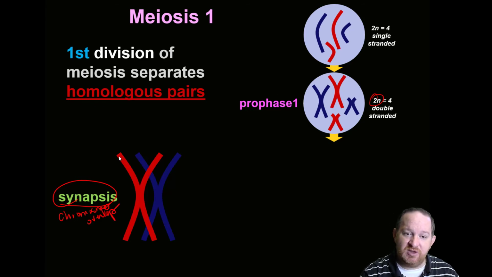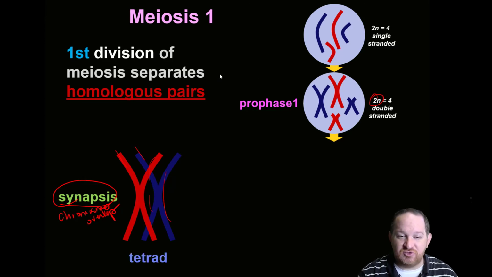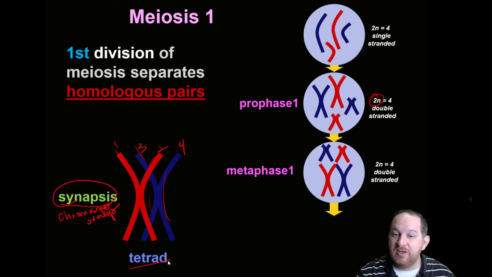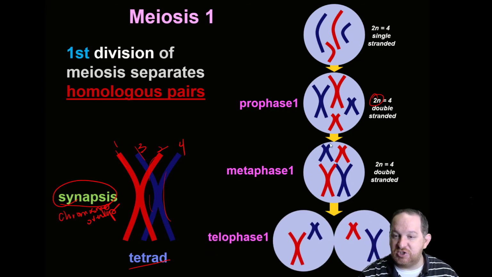Because we see each of the homologous pair, there's one of them, there's the other one of the pair, each with their double strands. That is called a tetrad because really there's essentially 4 chromatids. 1, 2, 3, 4. So we call that a tetrad at that point. Metaphase 1, they move towards the center. And then in telophase, you can see that the homologous pair separates. So remember, meiosis 1 is separating the homologous pair.